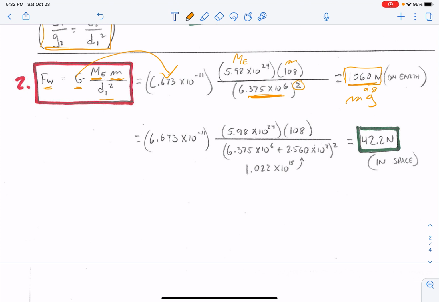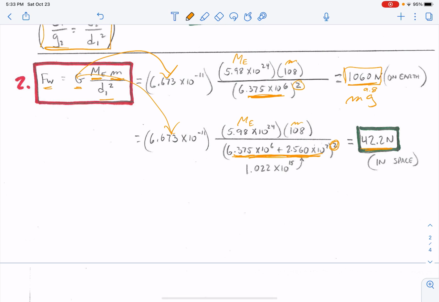Now, at the new distance, at over 10 million meters above the surface of the Earth, once again, there's G. Here's the mass of the Earth, doesn't change. Here's the mass of the satellite, doesn't change. But now we use the distance from the center of the Earth, which is the radius of the Earth, 6.375 times 10 to the 6th, plus the altitude above the surface of the Earth, which is even more. Don't forget to square it.